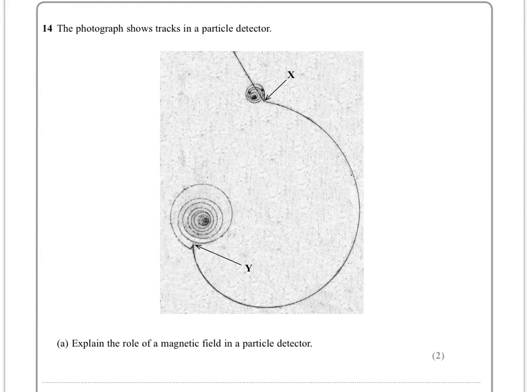Question 14. The photograph shows tracks in a particle detector. Explain the role of a magnetic field in a particle detector. So what's going on here is that a magnetic field will show up charged particles by making them curve. Remember that a charged particle is like a current, and when it goes through a magnetic field, it will feel a force at right angles to its motion. And so we can identify from things like the curvature what kind of amount of momentum a particle has, and by the direction of curvature we can determine whether it's a positive or a negative particle.